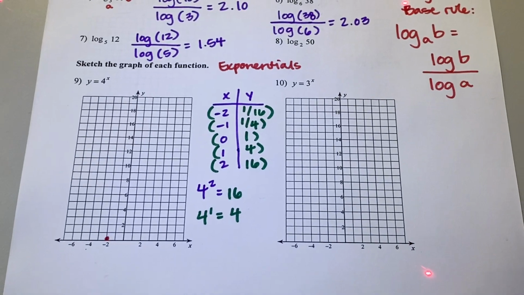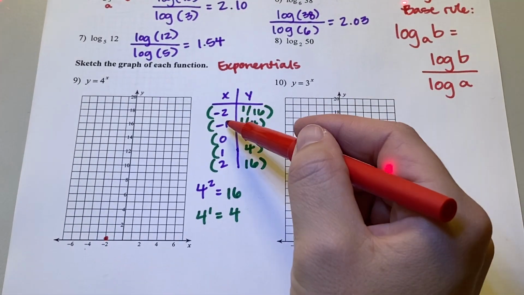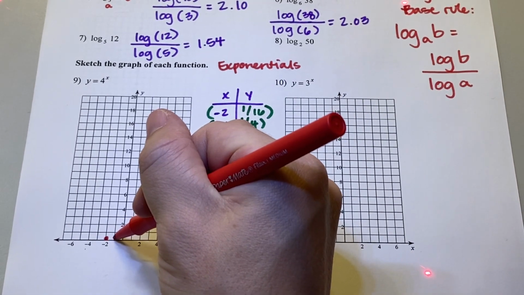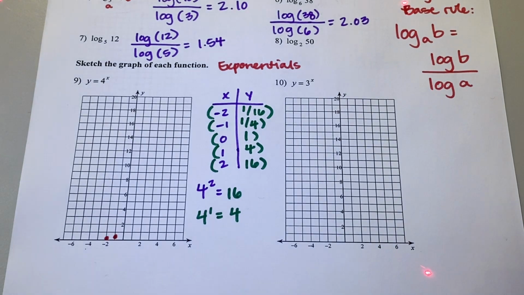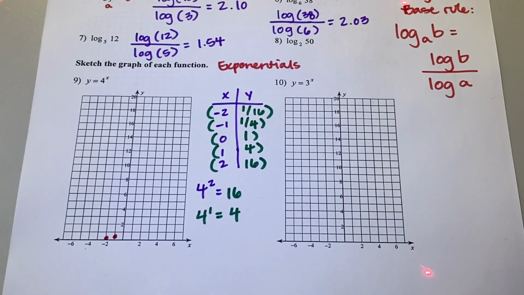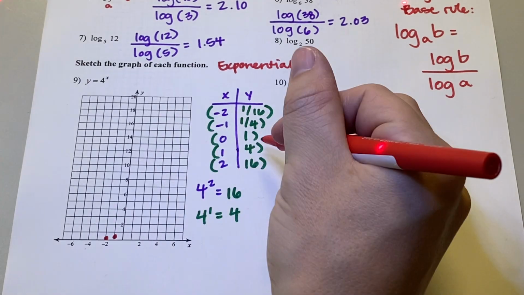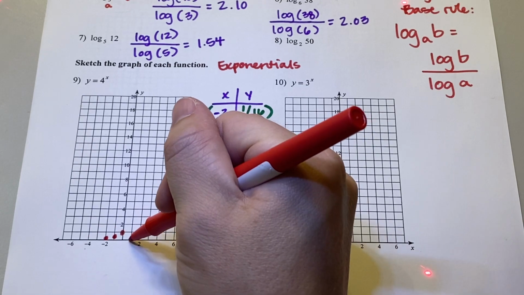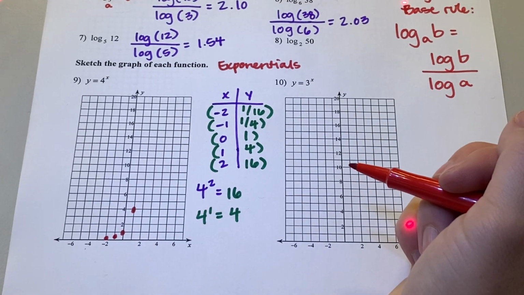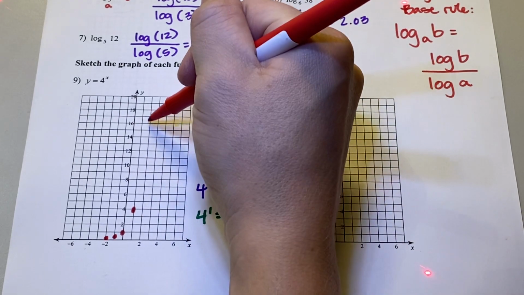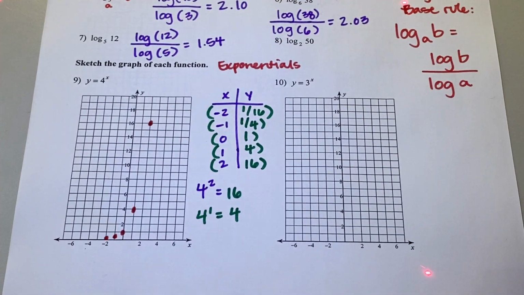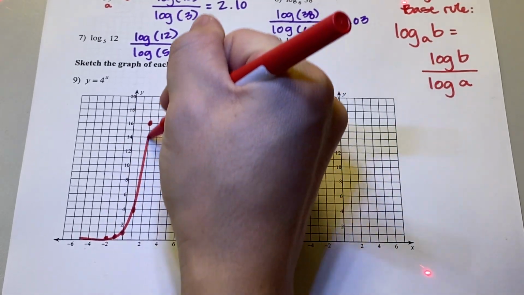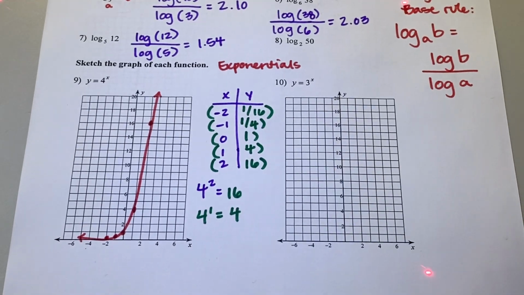Okay, adjust that a little bit. Then it wants me to go to negative 1, right there on my X, and go up 1/4. Again, that's like barely up. A little bit higher than the last one. Okay, then I have 0 right here, up to 1. 1 up to 4. And 2 all the way up to 16. So we see with exponentials, they get really big, really fast.